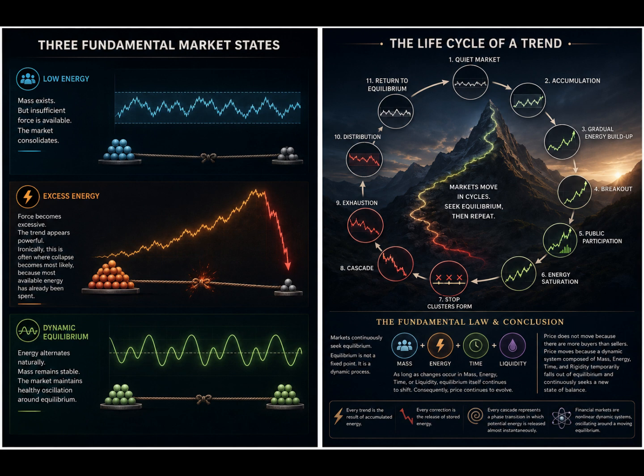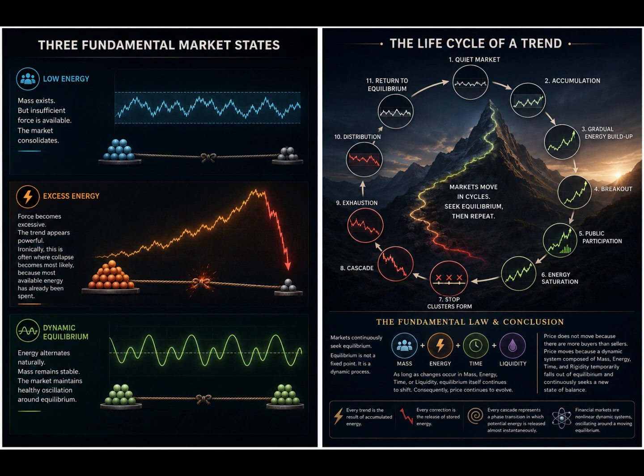Conclusion. Price does not move because there are more buyers than sellers. Price moves because a dynamic system composed of mass, energy, time, and rigidity temporarily falls out of equilibrium and continuously seeks a new state of balance. Every trend is the result of accumulated energy. Every correction is the release of stored energy. Every cascade represents a phase transition in which potential energy is released almost instantaneously.